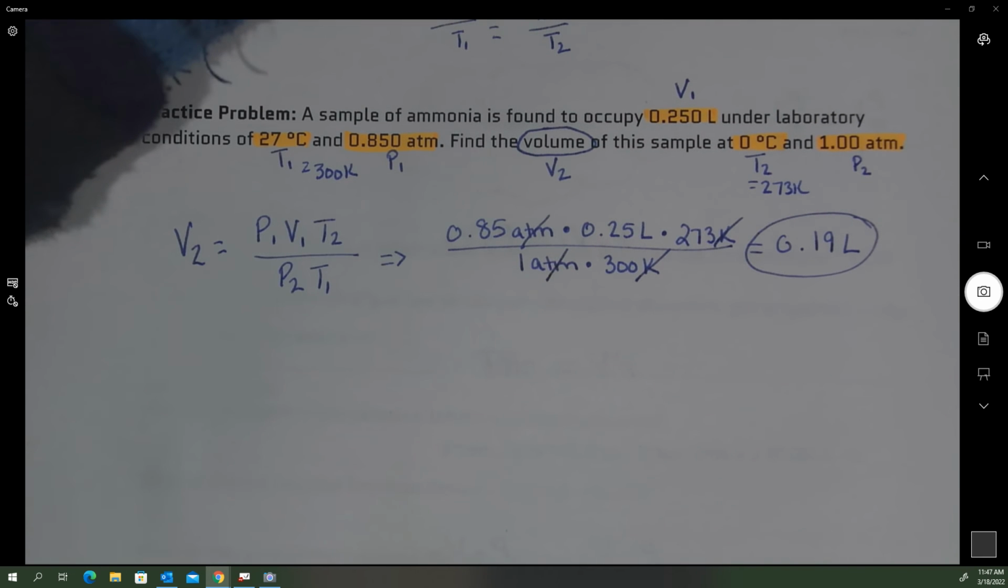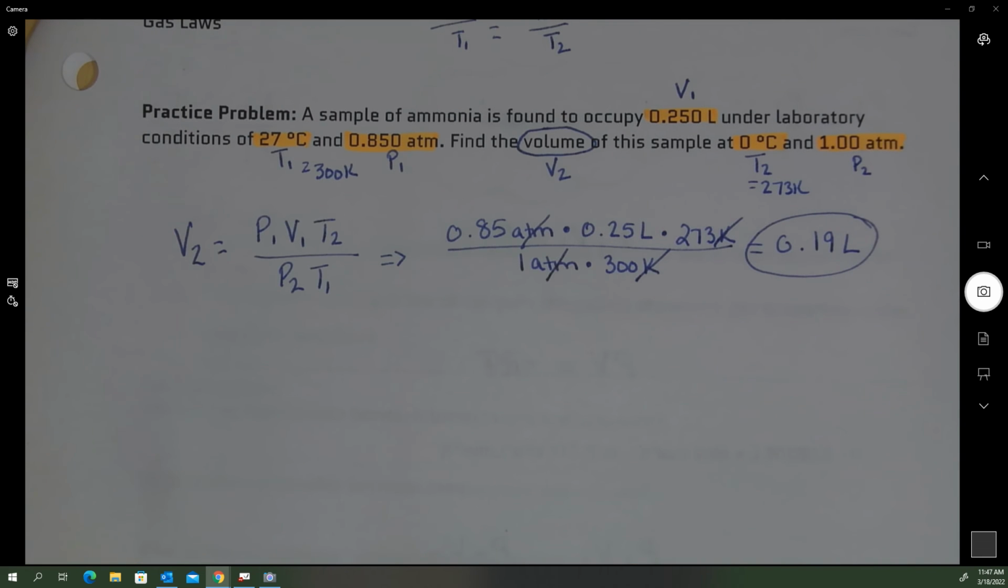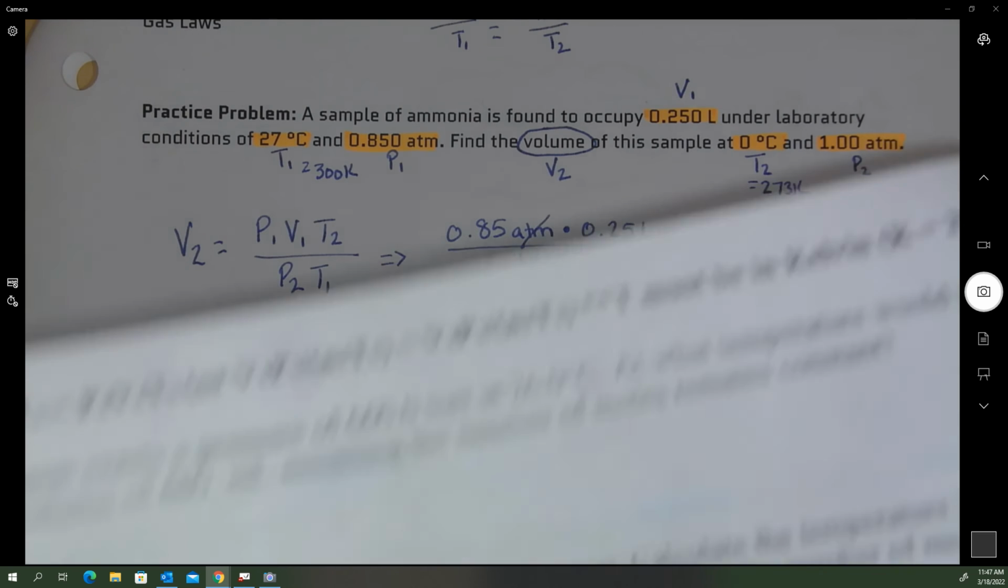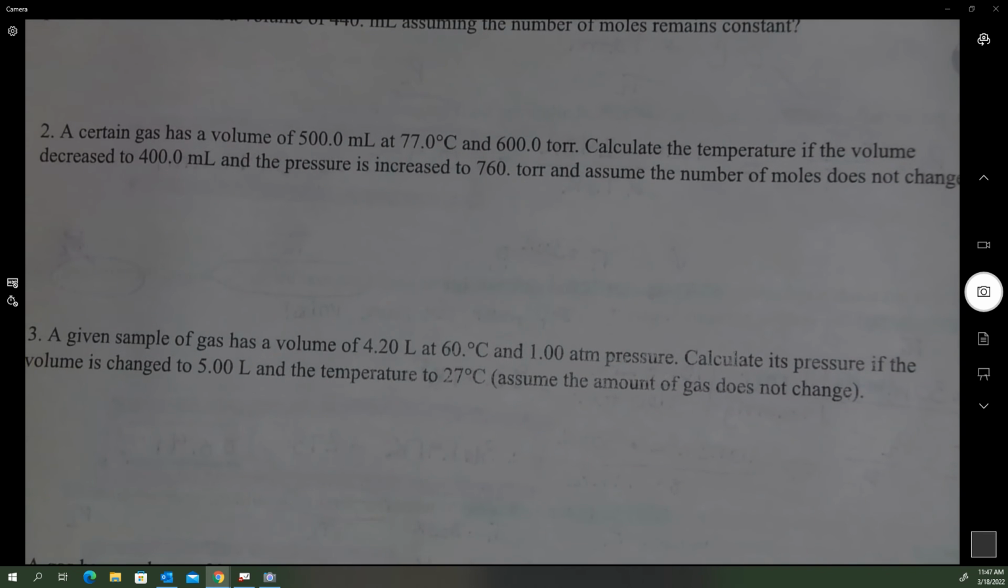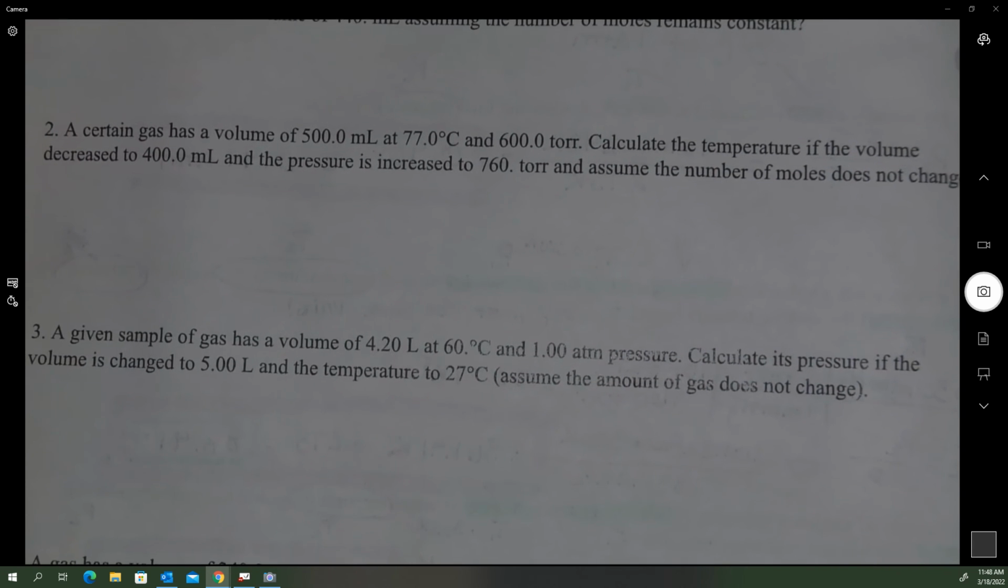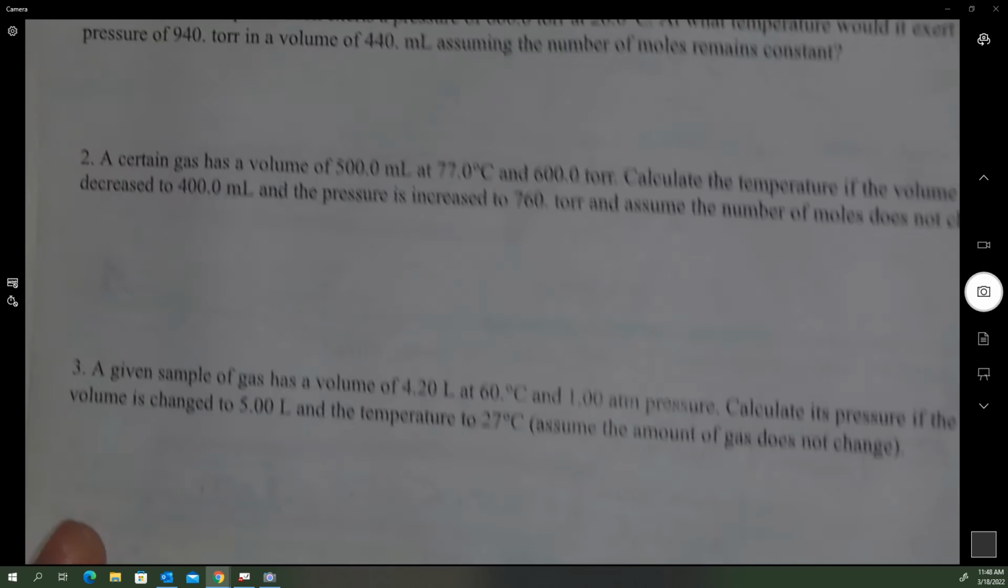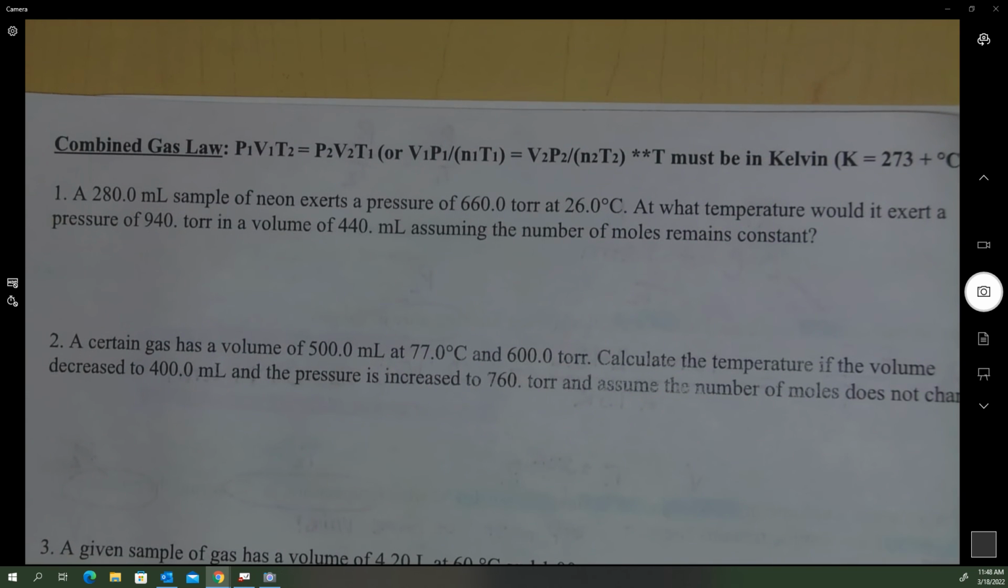So next I wanted you guys to go ahead and get your worksheet in front of you, the worksheet that we were working on last week with our gas laws. You should already have pages 1 through 3 completed. You guys are going to be working on pages 4 and 5 now. Page 4 is all combined gas law, so all of these are going to be the second thing that we learned today.